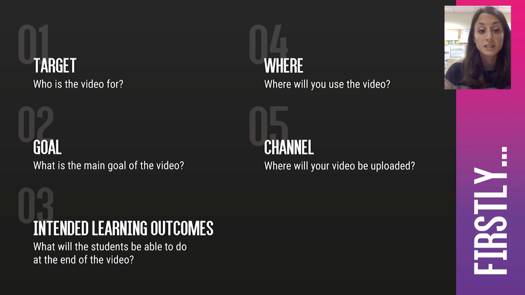So you need to identify the intended learning outcomes of your video. By intended learning outcomes, we mean what the students will be able to do at the end of the video. Then you will need to focus on where you will use your video. So, for example, in classrooms, or in a meeting, etc. And then you will have to focus on which channel you will use for disseminating your video.